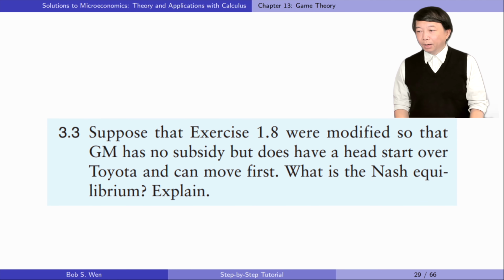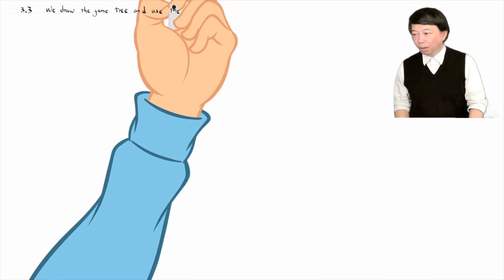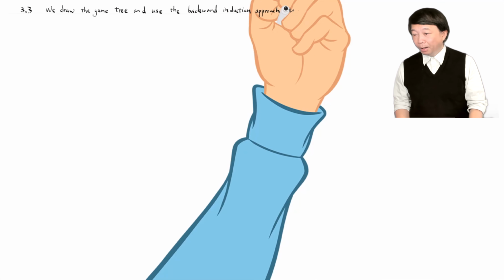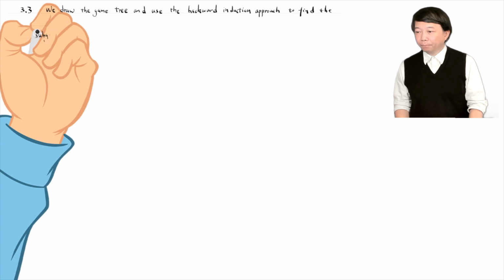Let's answer exercise 3.3. Suppose that exercise 1.8 was modified so that GM has no subsidy, but does have a head start over Toyota and can move first. What is the Nash equilibrium? Explain. Since GM moves first, it is a sequential dynamic game. We draw the game tree and use the backward induction approach to find the subgame perfect Nash equilibrium.